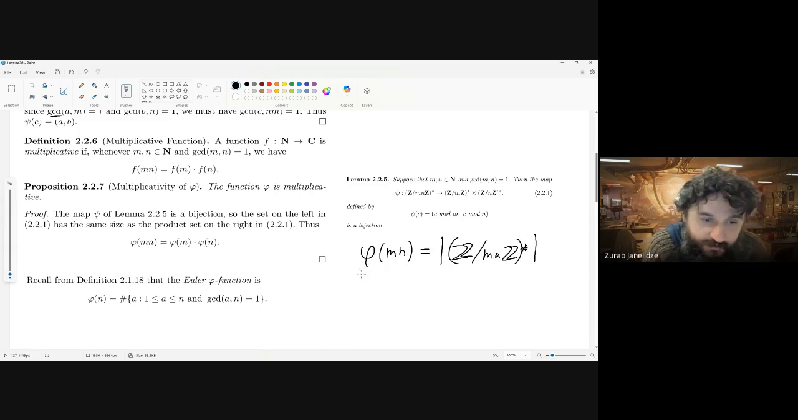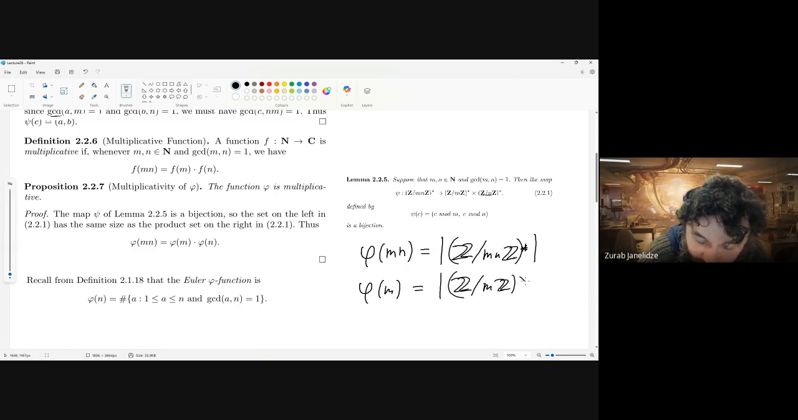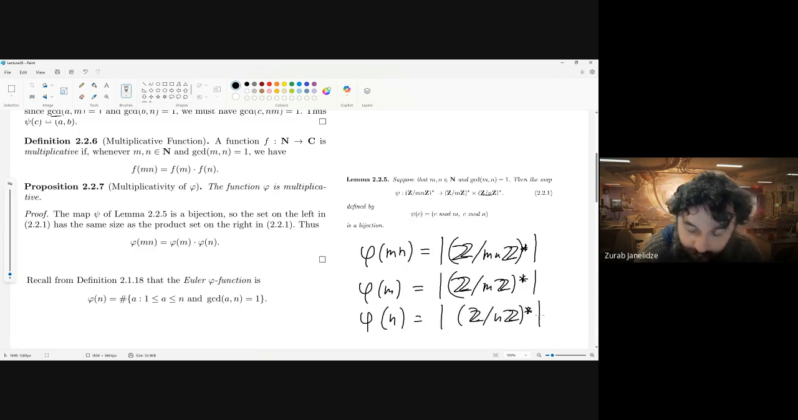The Euler phi function, its value, is actually the size of the star set. And the same goes for phi of m. That's the size of the Z over mZ star set. And phi of n is similarly the size of the Z over nZ star set. Okay?